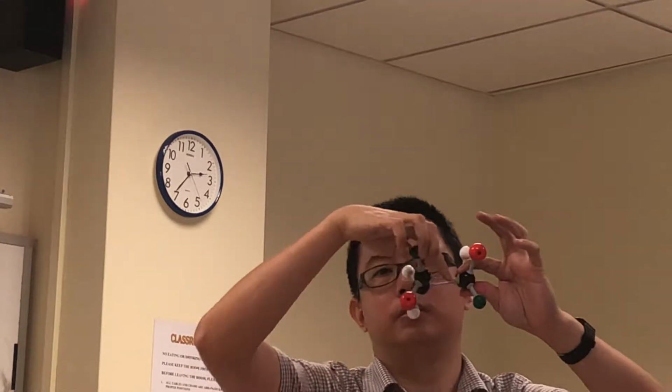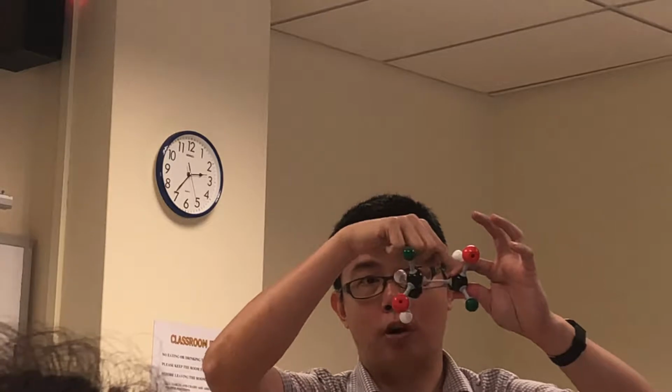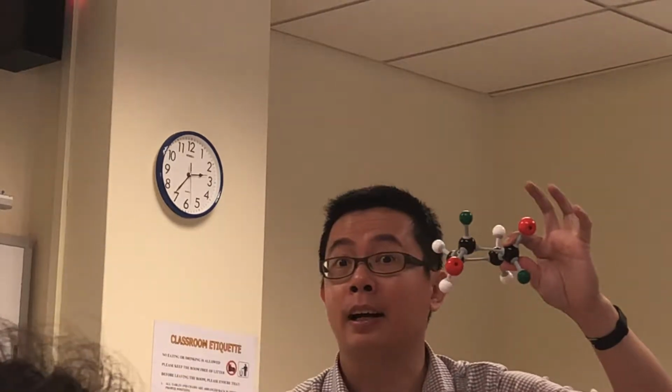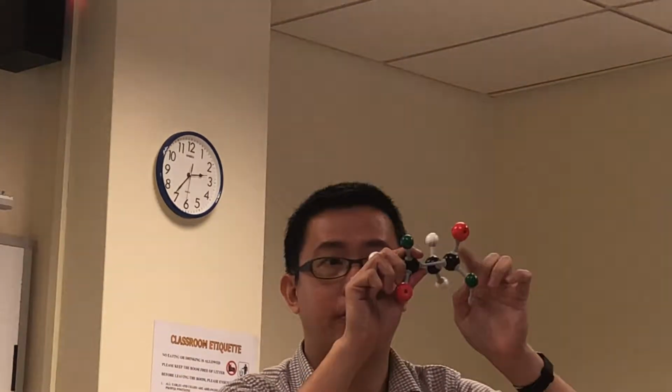First group, green. Second group, red. Third group, black, green. Fourth group, black, white. This is chiral, and so is this one. Even when you're talking about the cis form, these two carbons are still chiral, right?